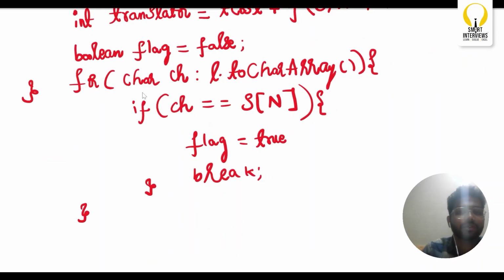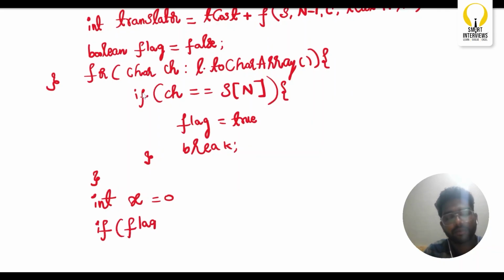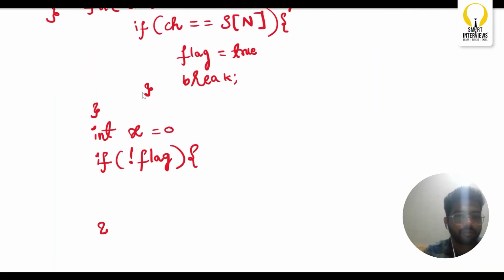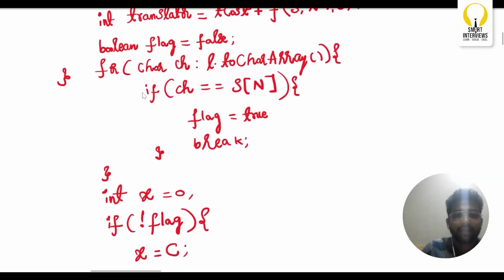Now after this, what should I do? So if flag is true, what is the cost? Let's say int x value, which is initially 0. If flag is not true, why? Because if I don't know the language, I can simply say x equals the cost to learn the language. And also, the learned language will need to be updated, right? Now watch, how should I update that?